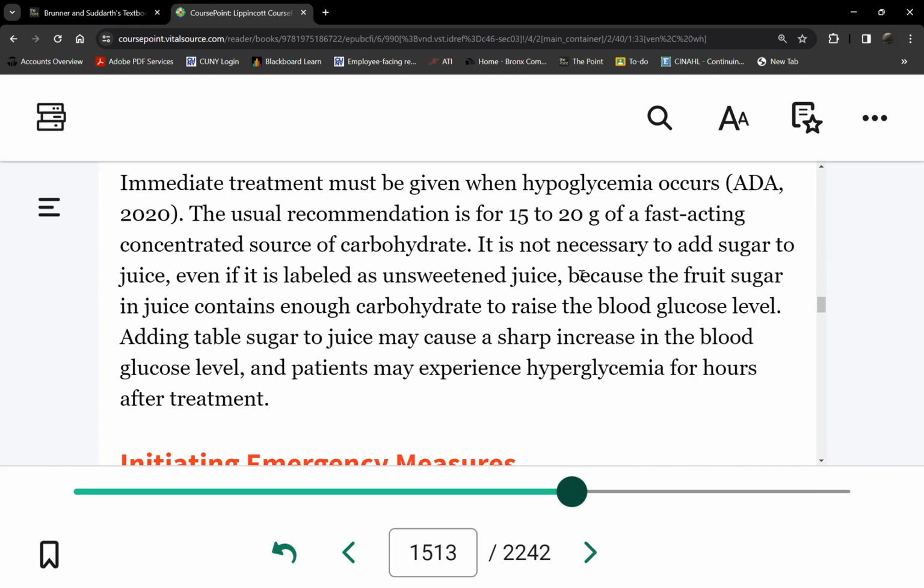So what's the treatment for mild? Okay, simple sugars, like crackers, for instance, or juice would be great, because it's already liquid, it'll immediately raise the patient's blood sugar. But the key is simple sugars, not complex carbs, simple carbs.